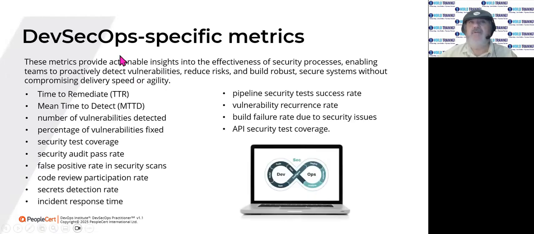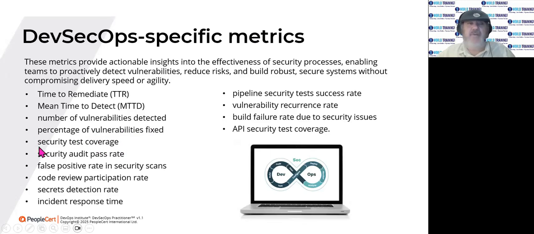DevOps security specific metrics, there are many possibilities. Some of them are measuring the effectiveness of individual parts of the life cycle. So time to remediate, mean time to detect. That can apply not only to the end result, but also to different steps. Number of vulnerabilities detected. Maybe you're looking at scanning results in the CI stage, for example. How many of those are getting fixed prior to deployment, for example?